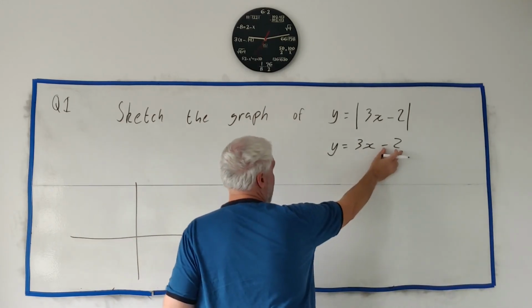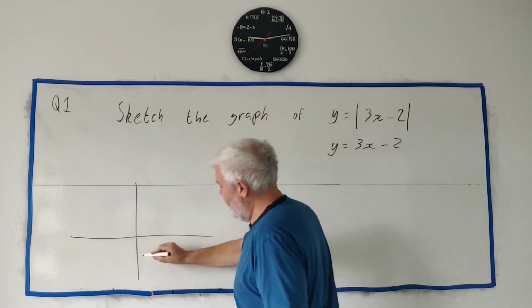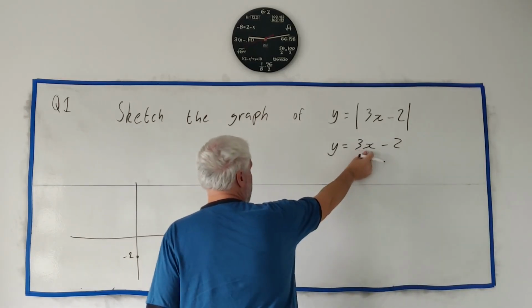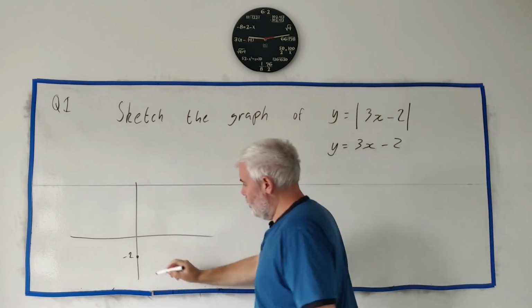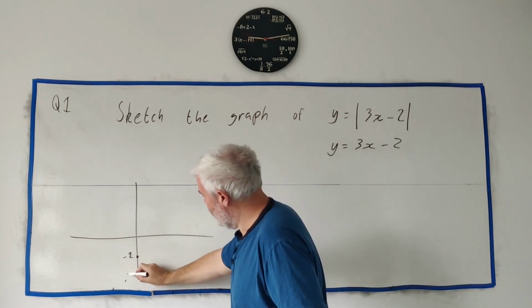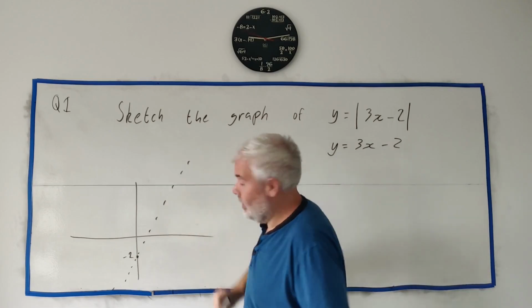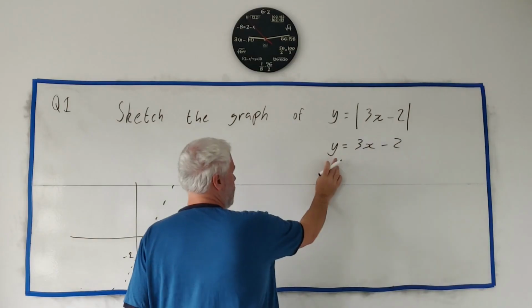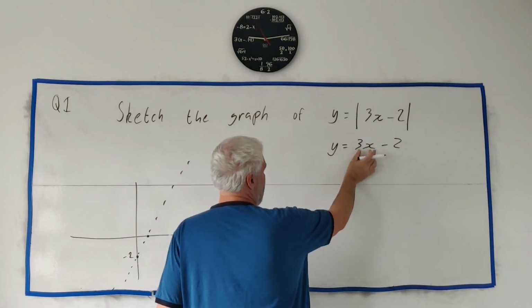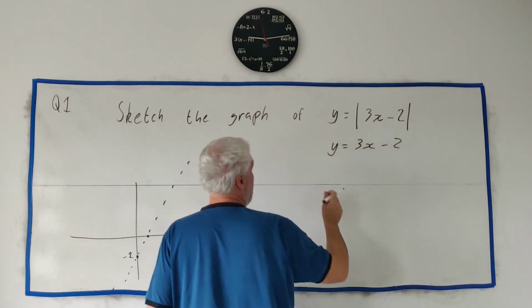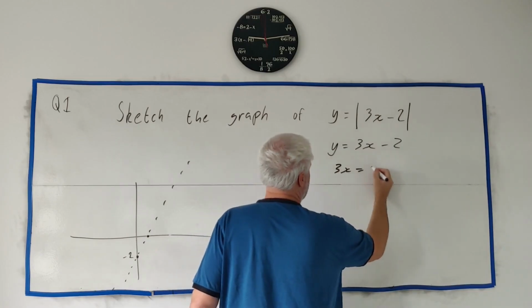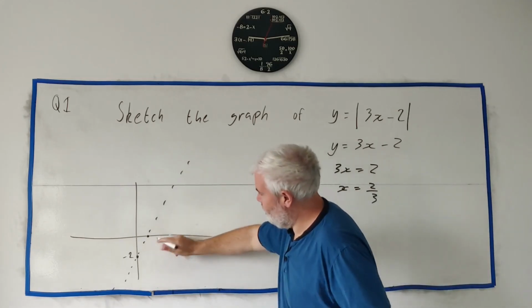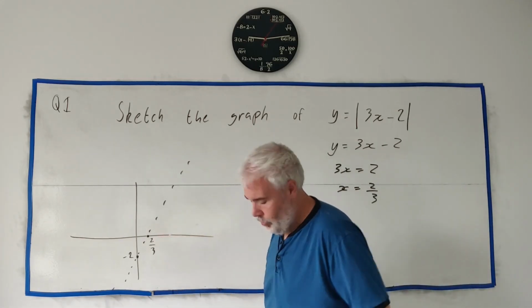We take the minus 2 here, that's the y-intercept. That's where it'll hit the y-axis. And the 3 in front of the x is the slope. So that means it'll go quite steeply up. I'll put this in as a dotted line for a moment. The x-intercept here, we get that by putting y equals 0. So that'll be 3x is equal to plus 2. 3x is equal to 2, x is equal to 2 over 3. That's this point here, 2 over 3.